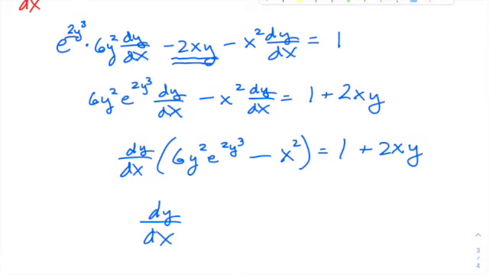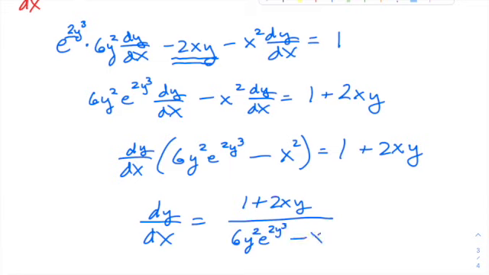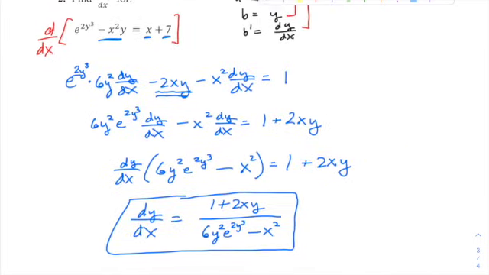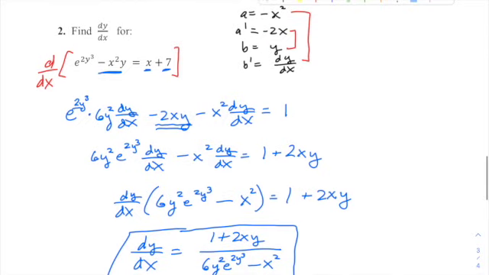Okay, so dy dx will be 1 plus 2xy divided by this big quantity of 6y squared e to the 2y cubed minus x squared. And there we go. There is our derivative dy dx for that problem. Okay, so hopefully you saw enough to get the hang of it, and threw some chain rule and product rule in there.